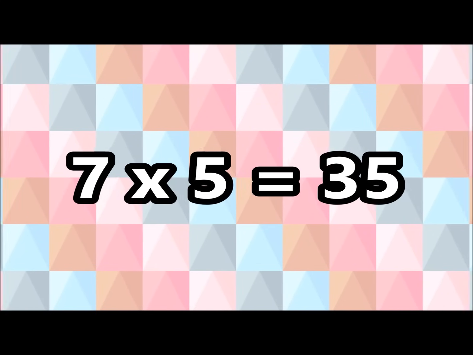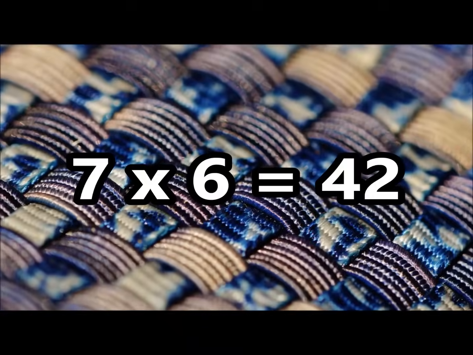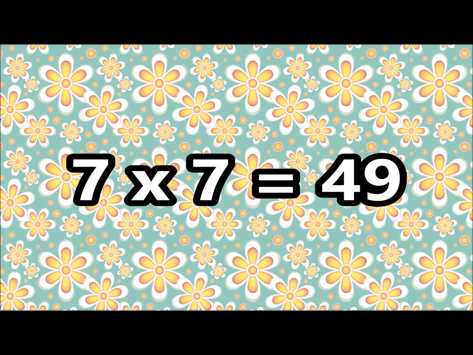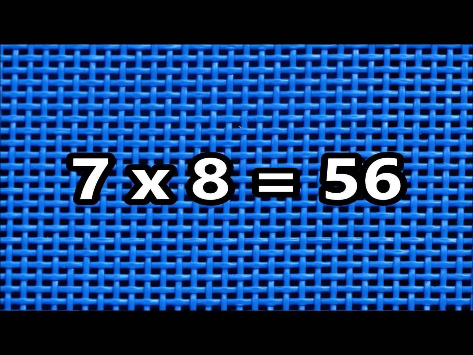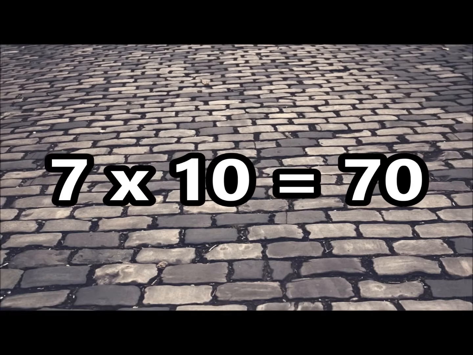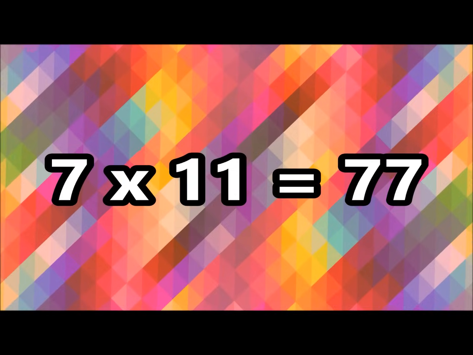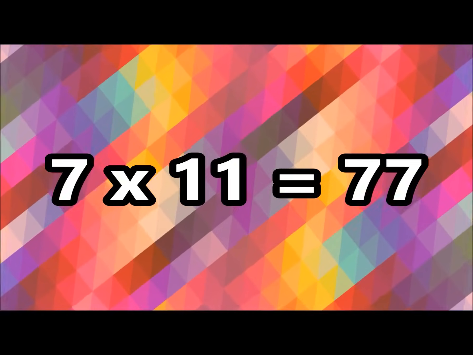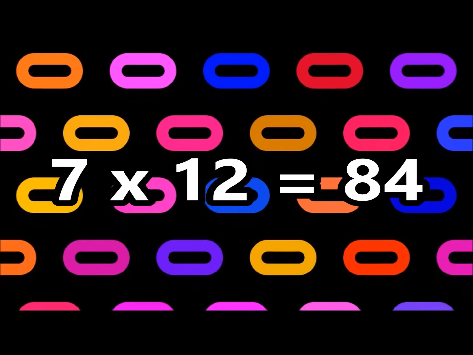7 times 5 is 35. And 7 times 6 is 42. 7 times 7 is 49. And 7 times 8 is 56. 7 times 9 is 63. And 7 times 10 is 70. 7 times 11 is 77. And 7 times 12 is 84.